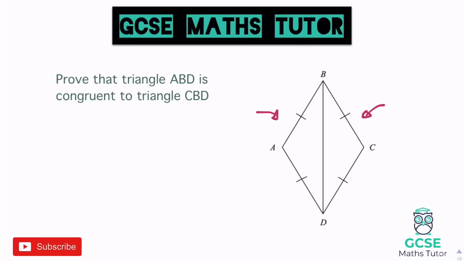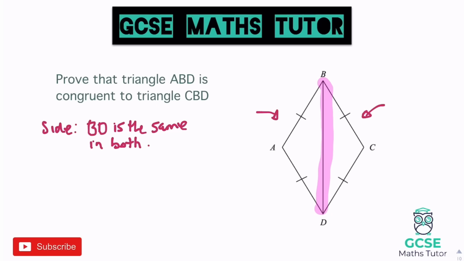Okay, I'll highlight that. This line B to D in the middle is the same for both triangles. So I could prove a side straight away. So I can say a side, I've got BD is the same in both. So both triangles already share a similar side, or exact same side. BD is the same in both. And remember, we're trying to prove that they're congruent, which means that they're exactly the same.